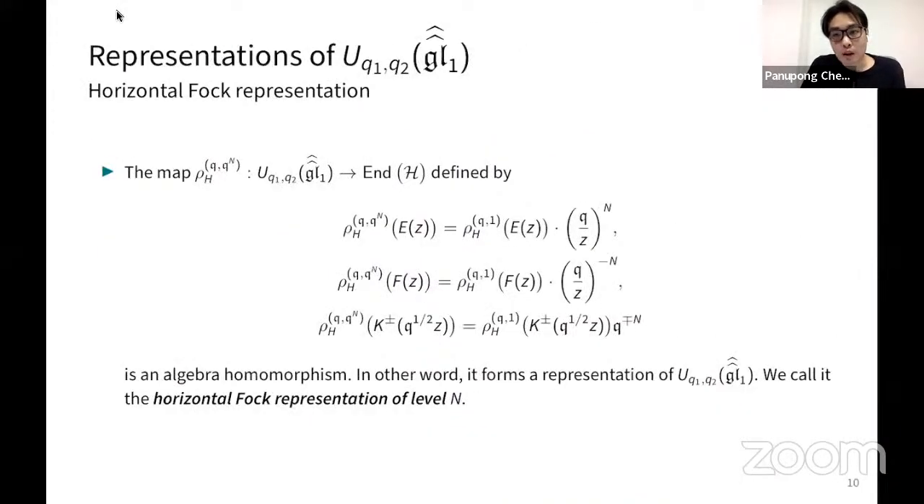Actually, by using the horizontal Fock representation of level 0, we can generate the horizontal Fock representation of higher level by defining the action like this, and we call it the horizontal Fock representation of level n. You can see that if we substitute n equal to 0, we just get the horizontal Fock representation of level 0 in the previous plane.